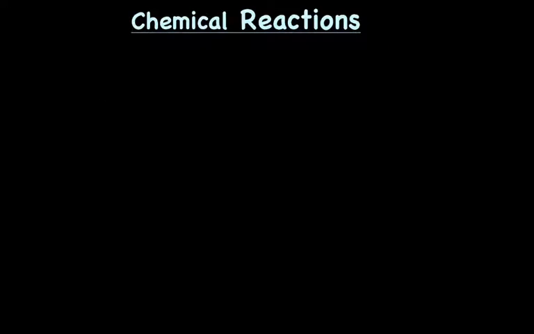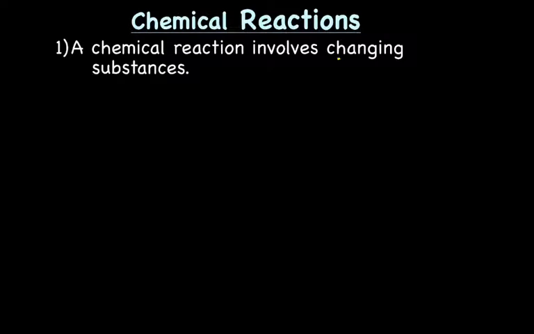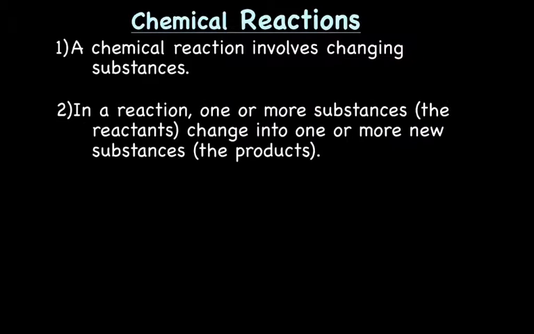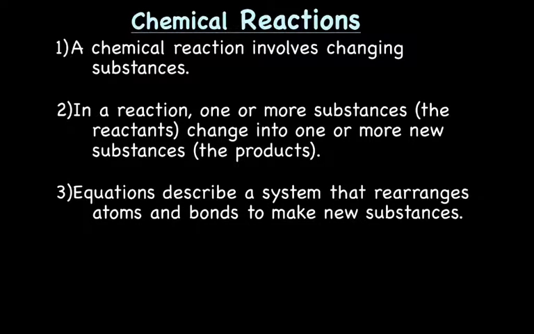All right, next up, a quick review on chemical reactions. So remember that a chemical reaction involves changing substances, changing molecules. Can't really change an atom. So in a reaction, one or more substances, the things we start with, the reactants, are changed into one or more new substances, the things that we make, and we call these the products. And then we have these things called equations. Equations describe a system that rearranges atoms and bonds to make new substances. Okay, that's a really complicated way of saying that equations are what we write down on paper to represent a reaction.